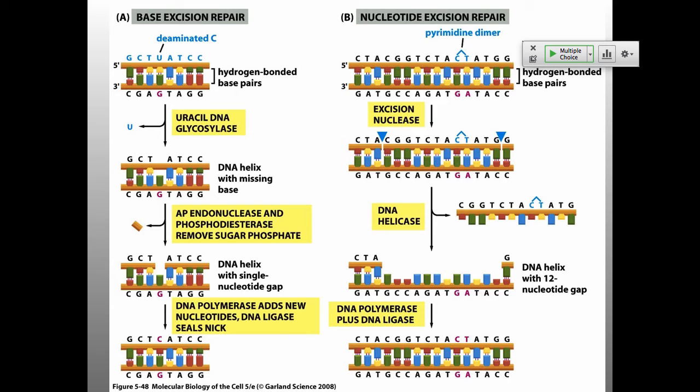So again, it's the structure which is being recognized as being wrong because you're trying to make these base pairs that don't fit properly. And then that can get cut out by a very similar mechanism. It cuts on either side of the mismatch, helicase gets rid of it, resynthesized. So extremely similar process.